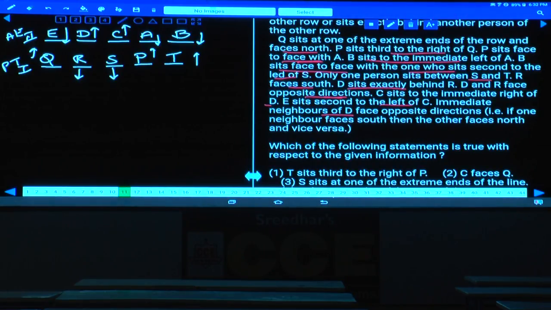Clear? Now this is the final arrangement. E, D, C, A, B and Q, R, S, P and T. E is south, D is north and C is north, A is south and B is south. And Q is facing towards north, R towards south, S towards south, and P north and T north.